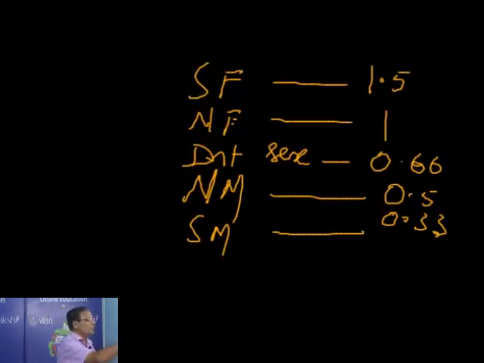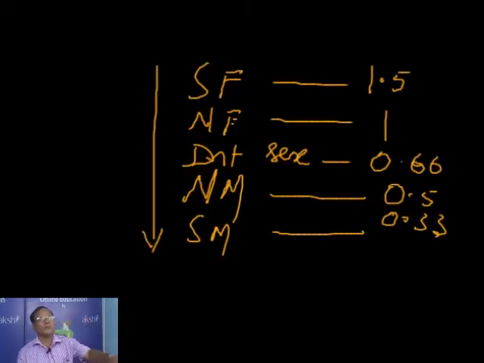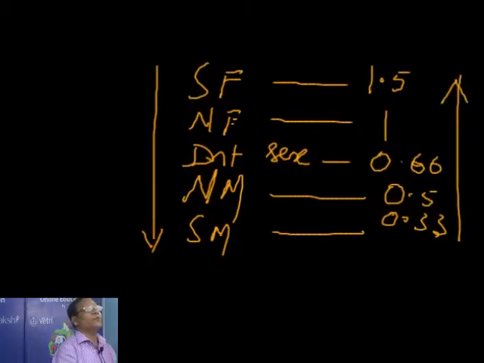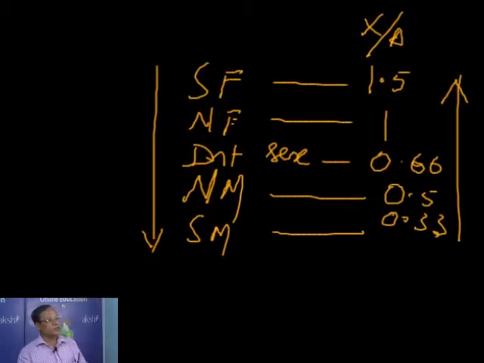Now he found that when the ratio decreases, the maleness increases. This last one is super male. The upper one is super female. When the ratio increases, the femaleness increases. This is nothing but the X to autosome ratio. When the ratio increases, the femaleness increases, and when the ratio decreases, the maleness normally increases.